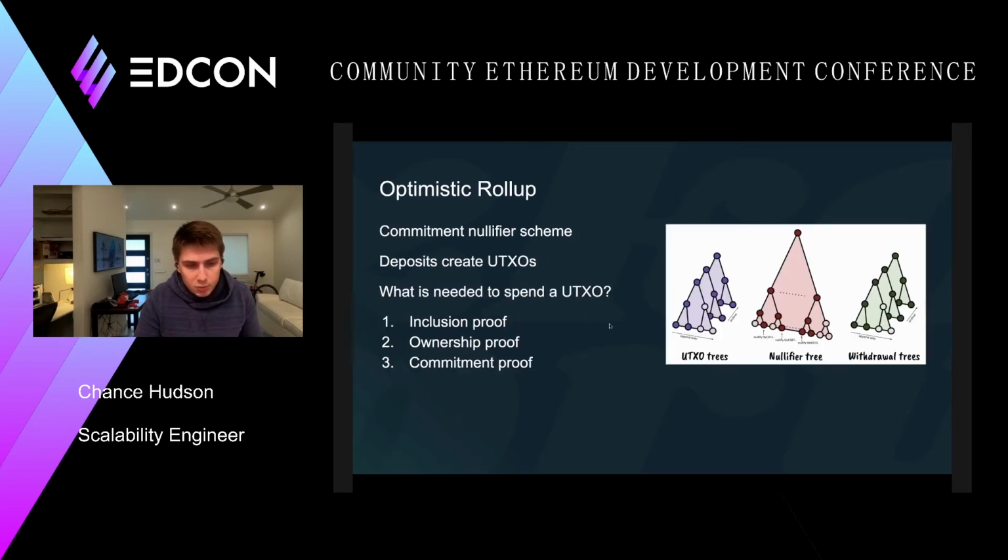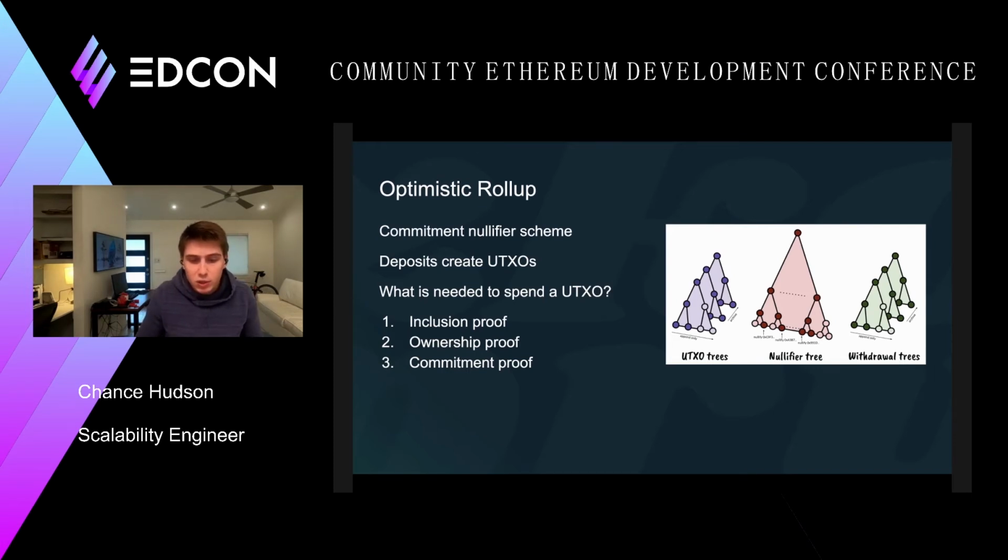So how does the optimistic rollup work? We use a commitment nullifier scheme to spend UTXO nodes and verify their validity. Deposits create UTXOs, transactions create UTXO outputs, etc. So what do you need in order to spend a UTXO? First, you have to generate a Merkle proof showing that the UTXO exists within the UTXO tree, to prove that it has in fact been created and included in layer 2.